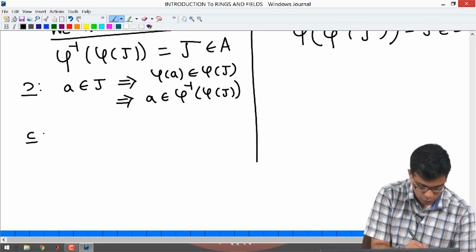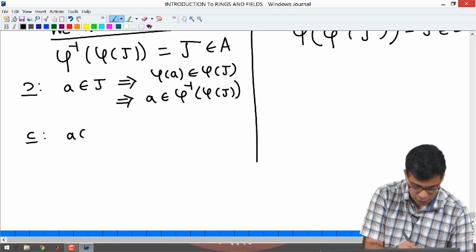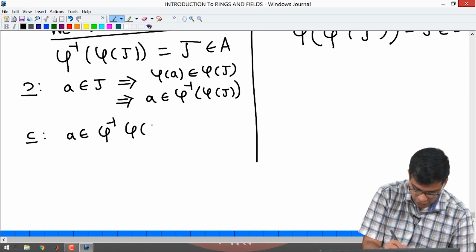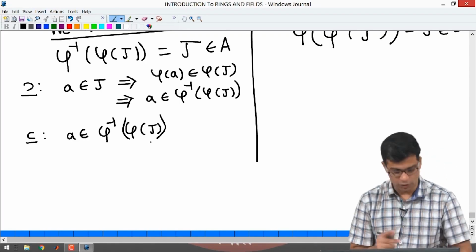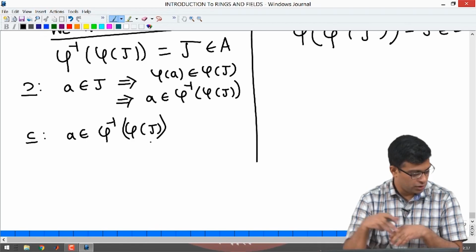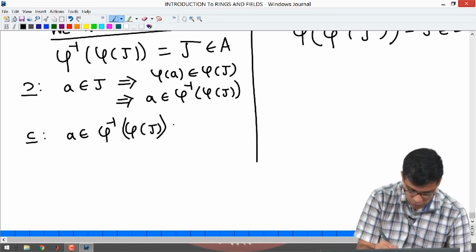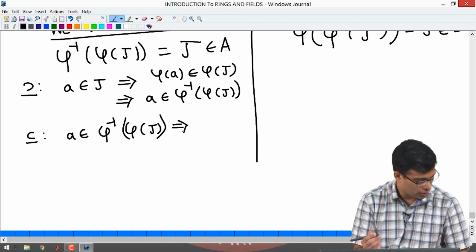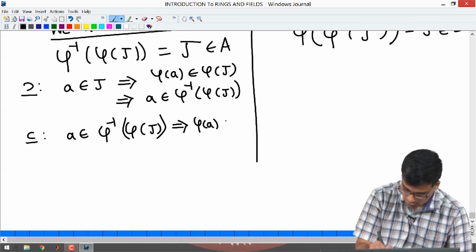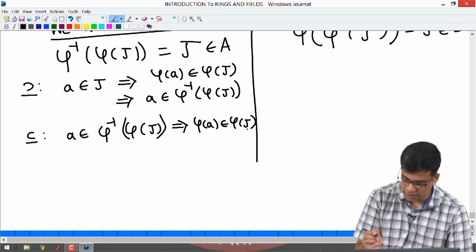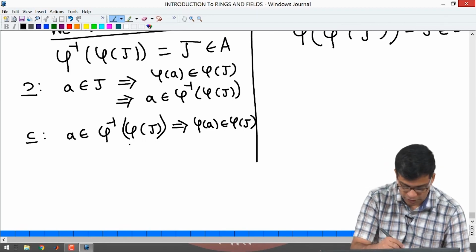To prove the opposite inclusion, let us start with an element of phi inverse phi J. I am now starting with an element a of phi inverse phi J and I want to show that it is in J. So, this implies first of all that phi of a obviously is in phi J. This is the definition of being in the inverse image of phi J.